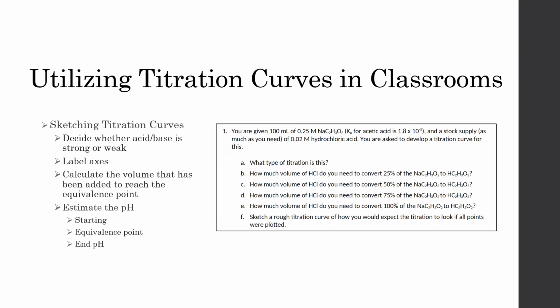Besides lab, there is also a lot of information a titration problem can give us in the classroom. When sketching a titration curve, it is important to remember to decide whether your acid or base is strong or weak, and to label your axes. The problem on the right is an example problem that we have calculated many times before. You need these scenarios to calculate the volume that has been added to reach the equivalence point and estimate your pHs. Based off the questions, it is easy to find the starting pH, buffer regions, pKa or pKb, and equivalence point. The K value on a titration graph is either the Ka or the Kb.